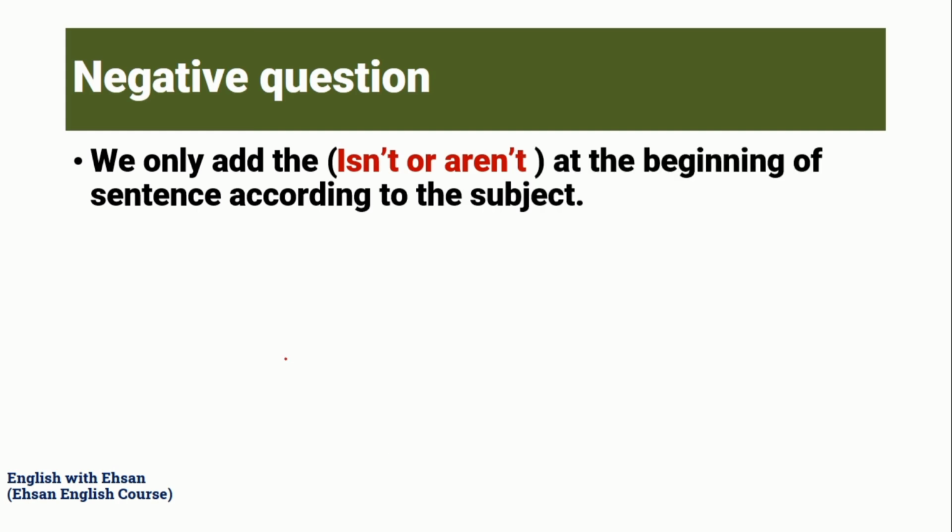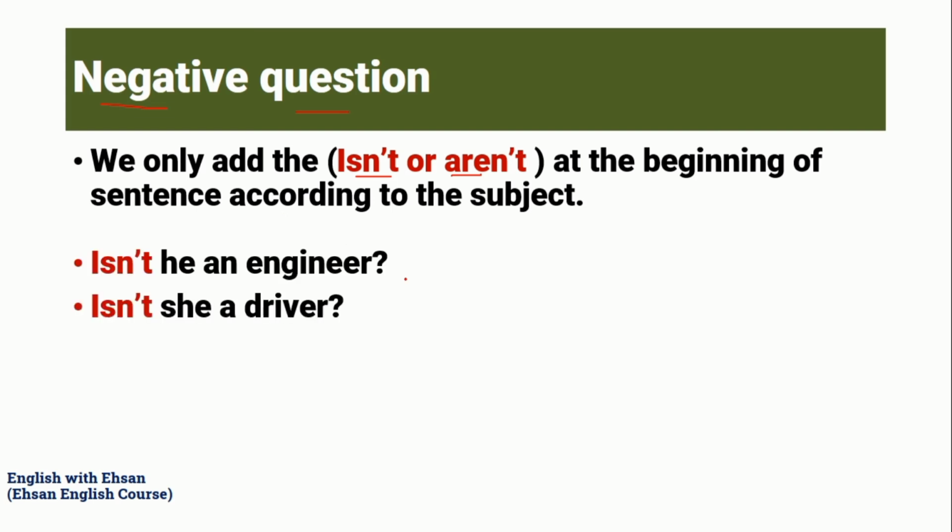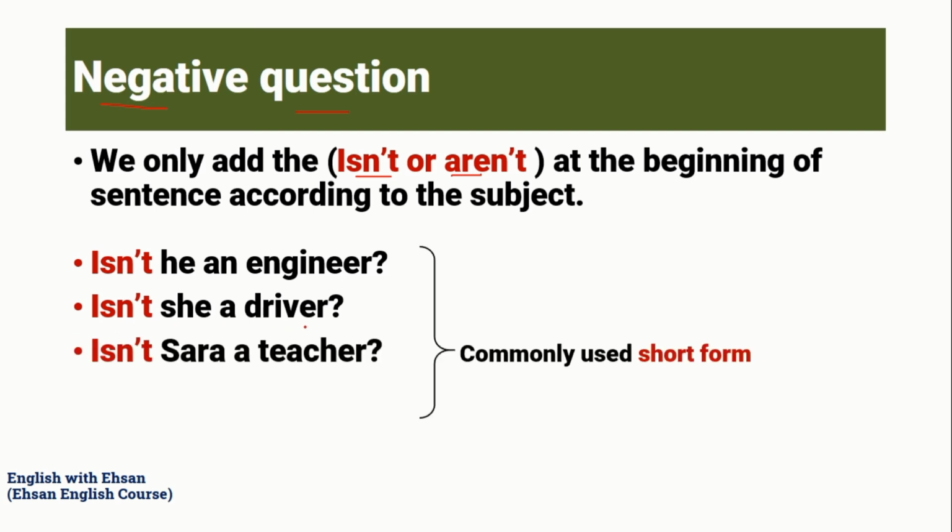For a negative question, we only add "is not," "isn't," or "aren't" at the beginning of the sentence according to the subject. If our subject is plural, we use "are not," or if it's single, we use "is not." Like here, isn't he an engineer? Isn't she a driver? Isn't Sarah a teacher? Commonly used short form: isn't Umar a carpenter?